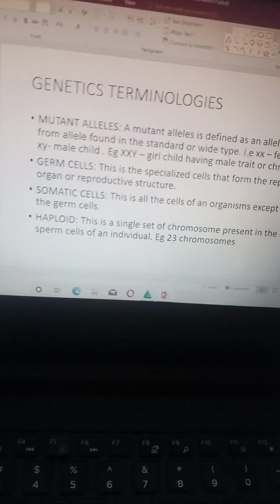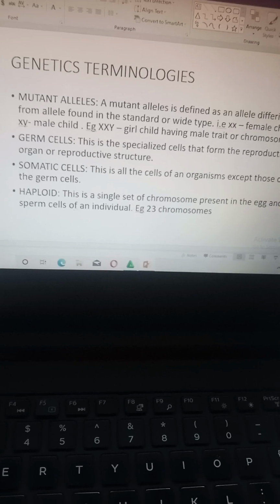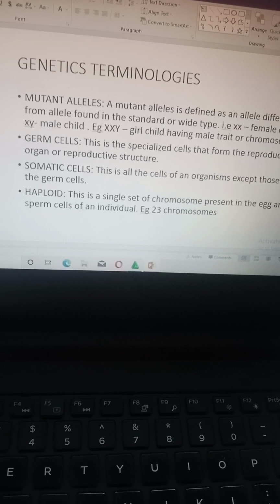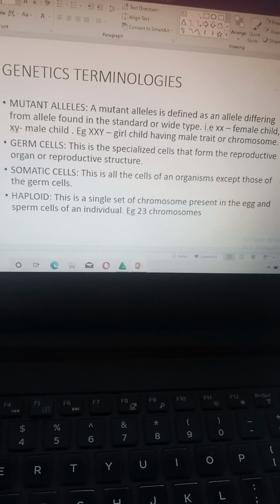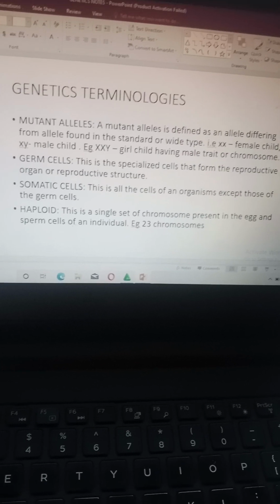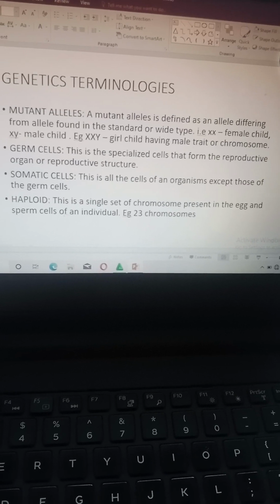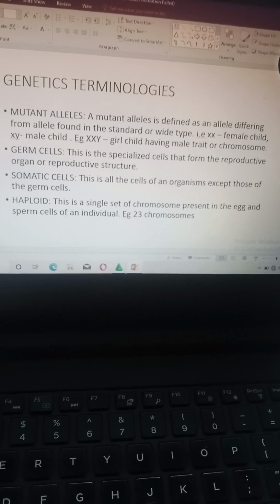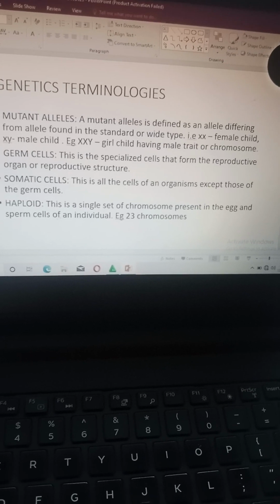Okay, still more on the genetic terminologies. We have another one here, which is mutant alleles. You already know what alleles are, and you already know what mutations are. A mutant allele is quickly defined as an allele differing from the allele found in the standard, or wild type.